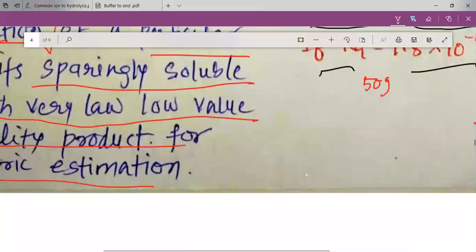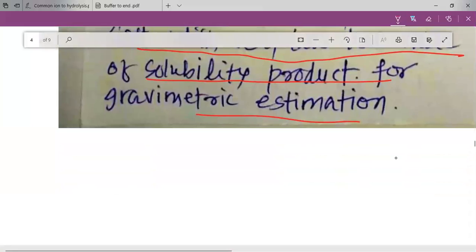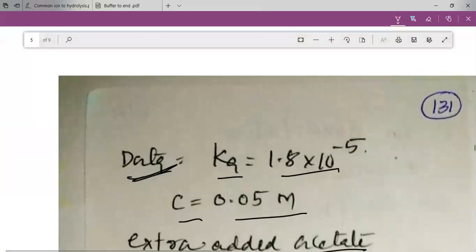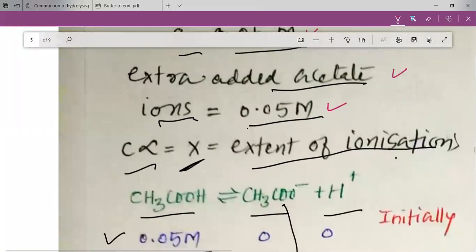So now let us find out how we can solve this problem. The various data that is given: the Ka value is given, the initial concentration of acetic acid is given, and the extra added solution has the concentration that is given. We know that X is equal to C alpha, where X is the extent of ionization, C is the initial concentration and alpha is the degree of dissociation.